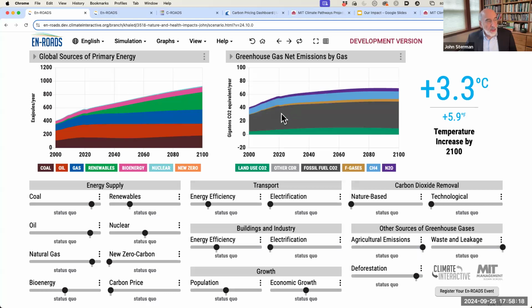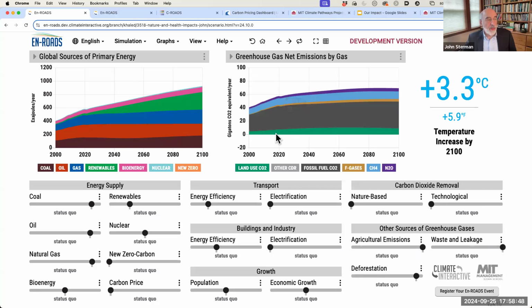So the gray band here is the largest contributor to global warming. And that, of course, is the CO2 that's emitted into the atmosphere from burning the coal, oil, and gas, the fossil fuels, by far the largest contributor to warming. The second largest is the light blue, that's methane. And as I think you all know, most of that is coming from leakage from the energy system and industry and from agriculture.